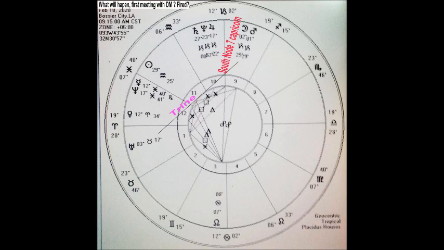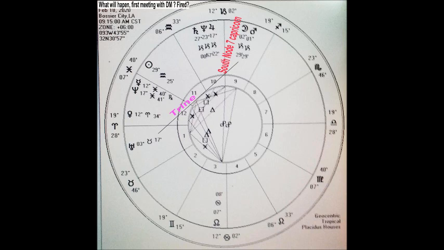Remember that the house cusps move. In the progression of natal charts, we progress the Sun, a major arc, or the minor arc, the Moon. What we're doing is taking the difference between the Sun in the natal chart and the Sun in the progressed chart. You do that with the Moon.